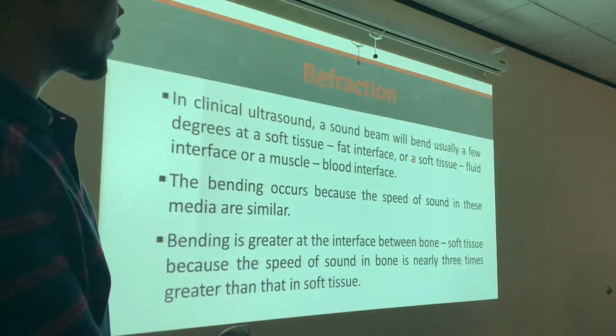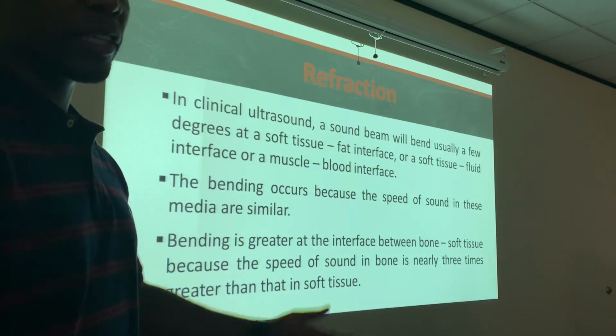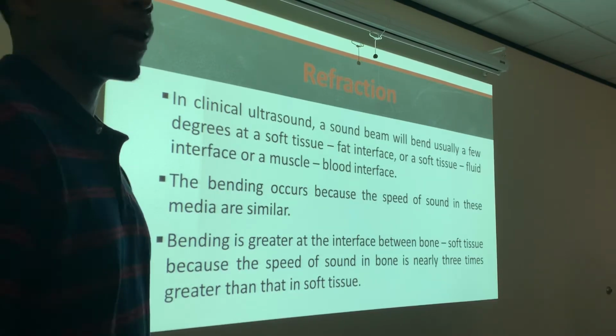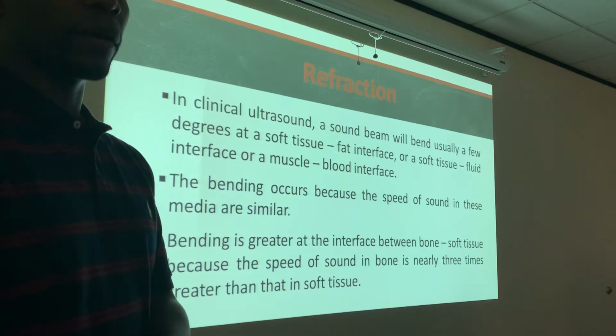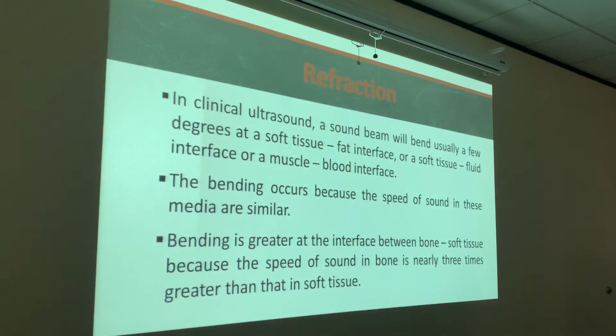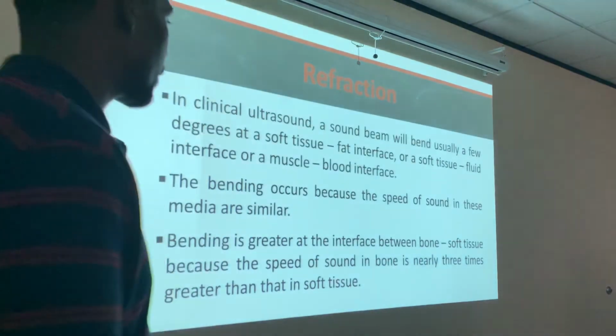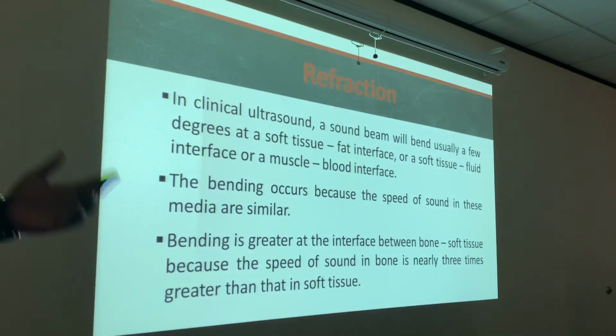So that's why the bend between those 2 interfaces is not going to be that much, because they're very close in propagation speeds. Or a soft tissue to fluid interface, also, or a muscle to blood interface, all of those are very close, right? So we're not going to get a big bend. We're just going to get a small bend. The bending occurs because the speed of sound in those media is similar.